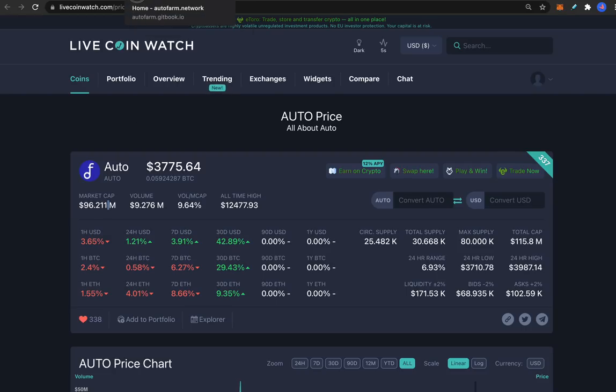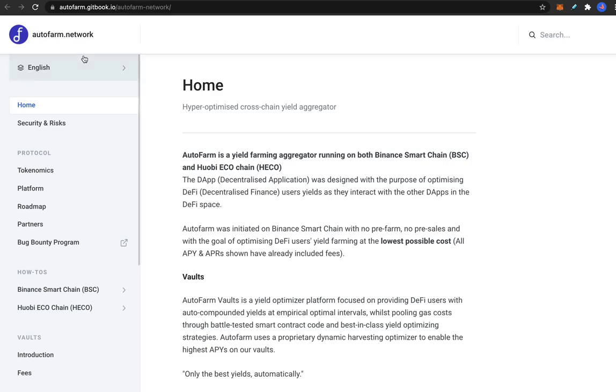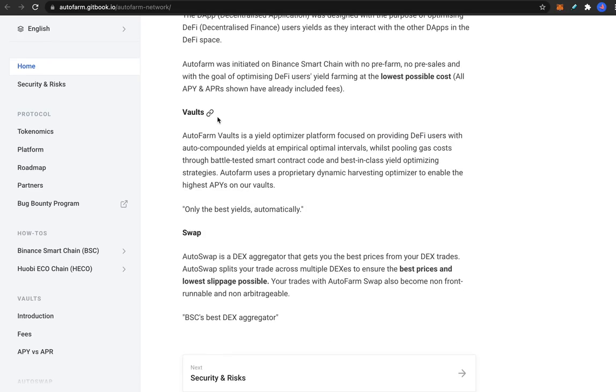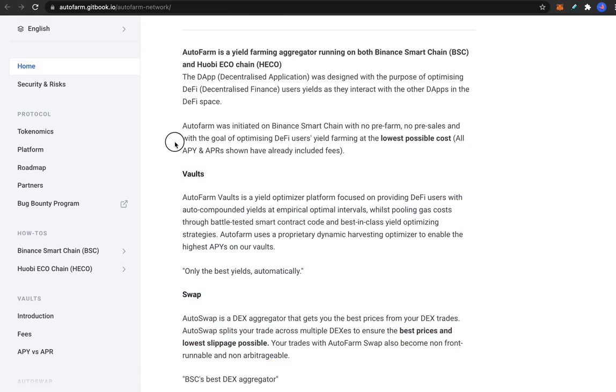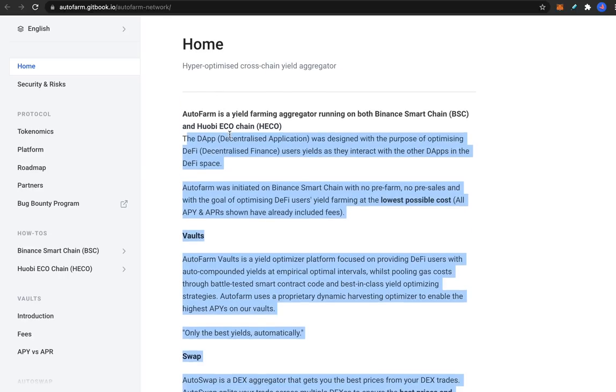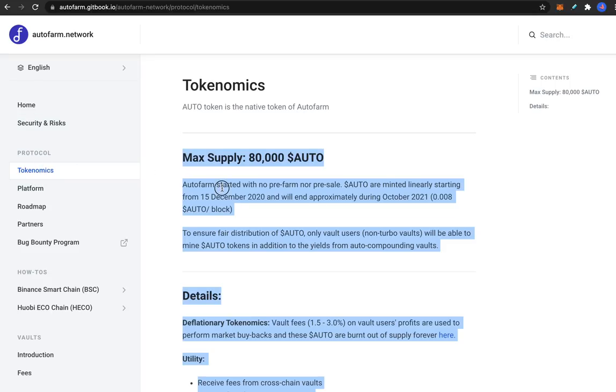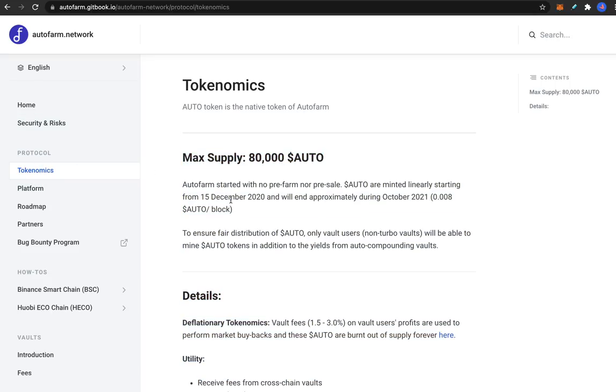Now let's talk about the wiki pages. So now we're currently on the Autofarm wiki pages. What I usually want to look at is basically the brief story of the project, what they want to do, what their goal is. And I want to look at the roadmap here as well. But before I look at the roadmap, I want to take a look at the tokenomics, or if they have a page for the tokens themselves. So for this example, Auto, they said that they have 80,000 tokens and that's it.